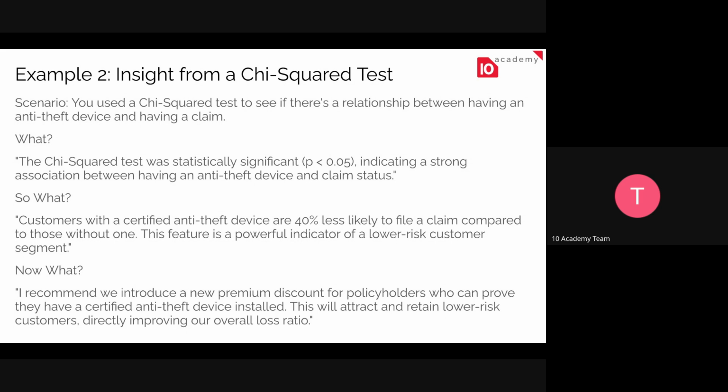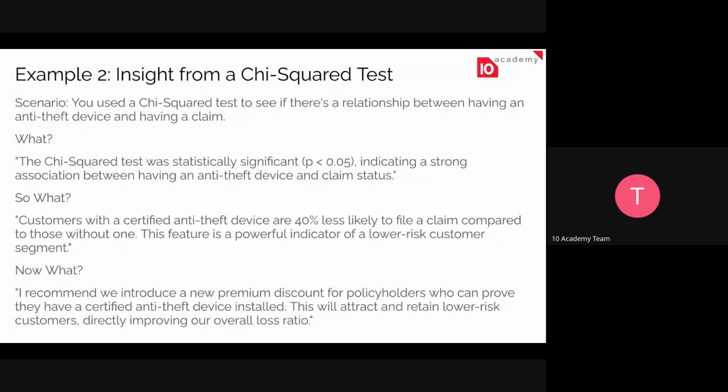So by using the chi test, you have statistically found that it's 0.05, indicating a strong association between having anti-theft and claim status. So the customer, so what? Your interpretation could be that customers with a certified anti-theft device are 40% less likely to file a claim compared to those who don't have these anti-theft devices. So this feature is a powerful indicator for low-risk customer segmentation.